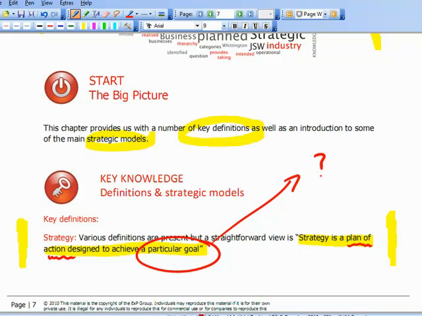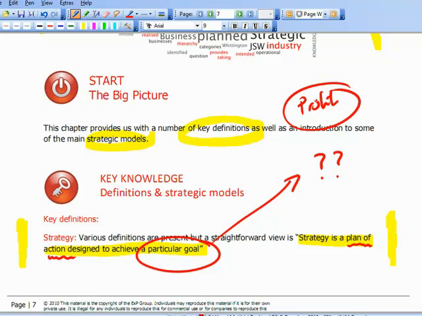Here's the first question to ask yourself. What do we mean by a particular goal? What goal will the organisation have? The answer to that is it depends. There are a variety of different goals. Most of us will think of organisations or companies wanting to achieve profit. Profit could be a valuable goal.